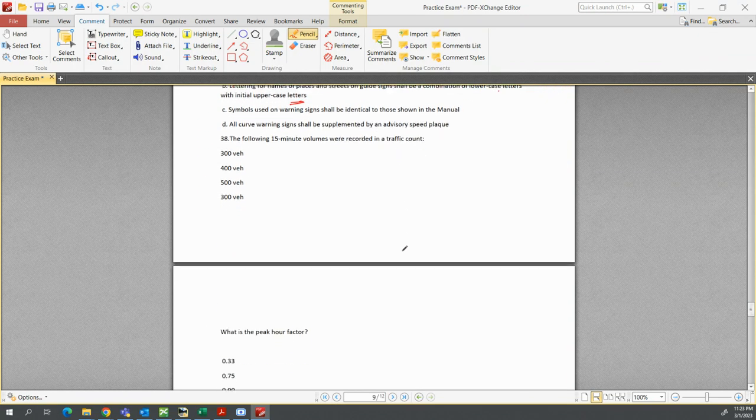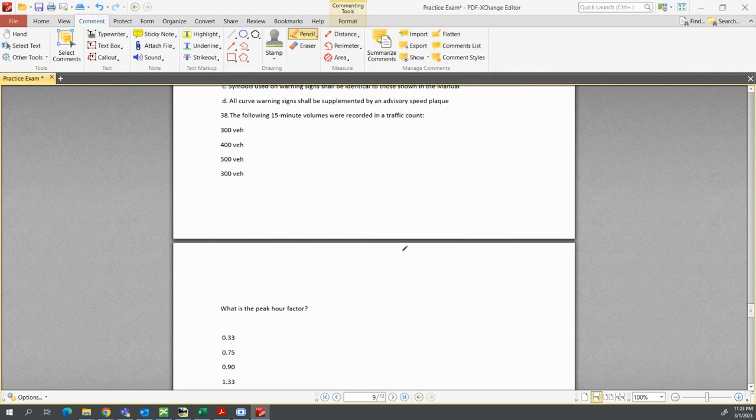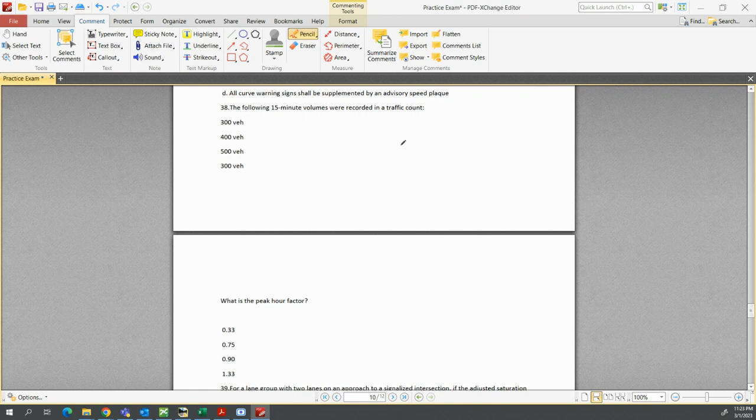The next problem is, the following 15-minute volumes were recorded in a traffic count. What is the peak hour factor? So for the peak hour factor, you need the volume counts. What are the volume counts? 300 plus 400 plus 500 plus 300. This is the total volume, and you have to find the PHF, the peak hour factor.